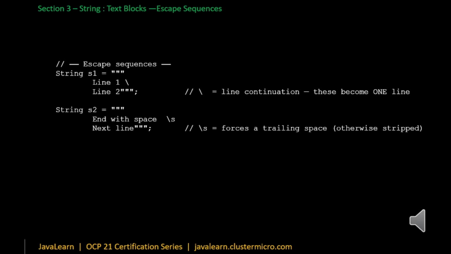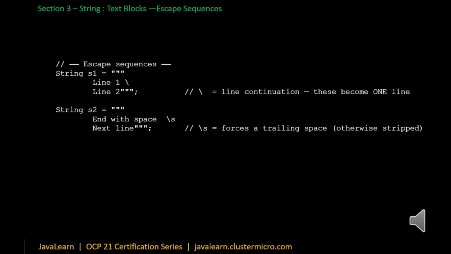Then we come to escape sequences. We have String S1 equal to triple quote, then line 1, then backslash, then line 2, and then a triple quote. And then we have String S2 equal to triple quote, end with space, then backslash S, then next line, and triple quote. Text blocks introduce 2 new escape sequences that do not exist in regular string literals. These were added specifically to handle situations that arise uniquely with multiple line text.